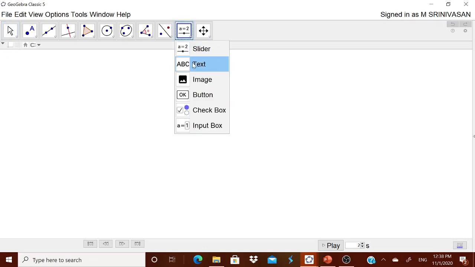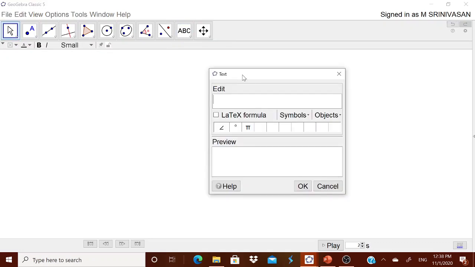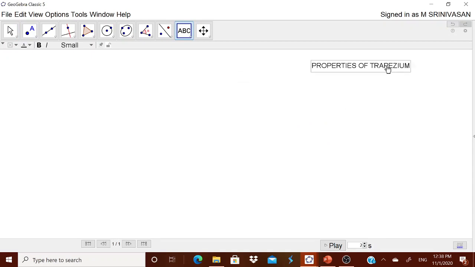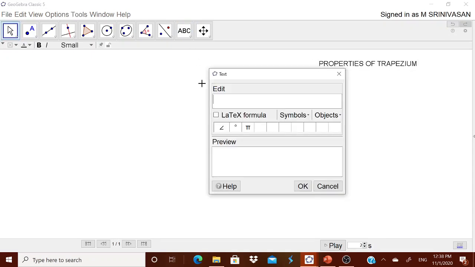Well, now we will go for the text tool and type the heading of this particular worksheet, properties of trapezium. Now you can ask the children to tell the definition of a trapezium: a quadrilateral with one pair of parallel sides.